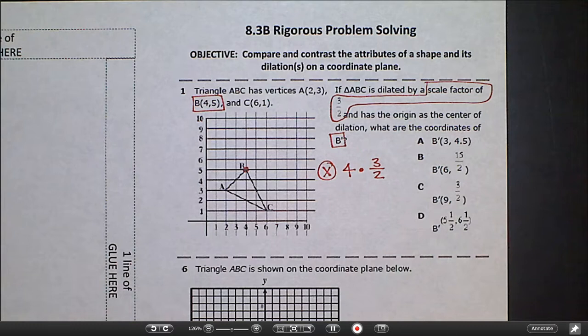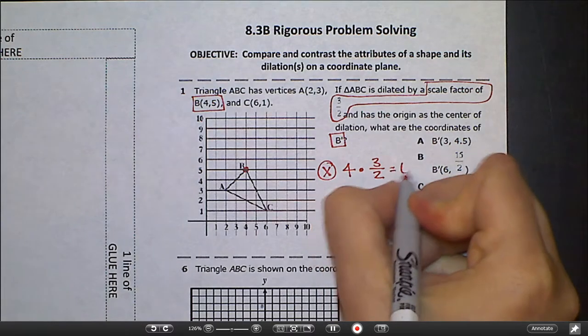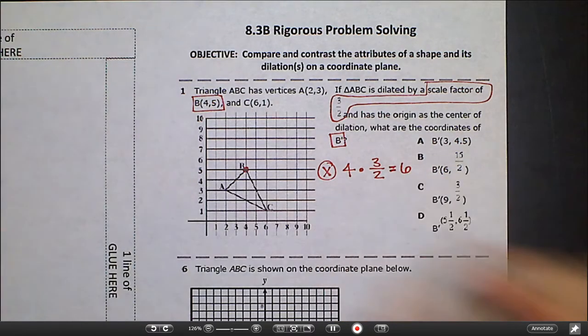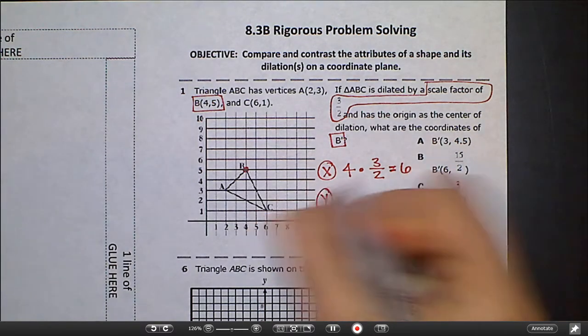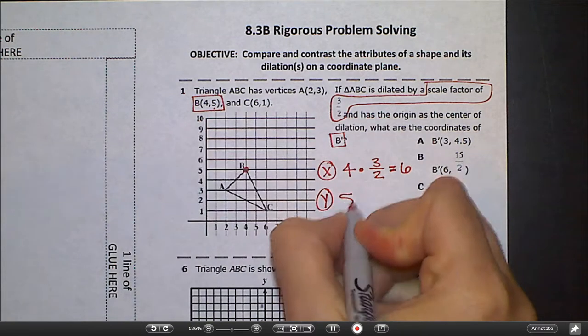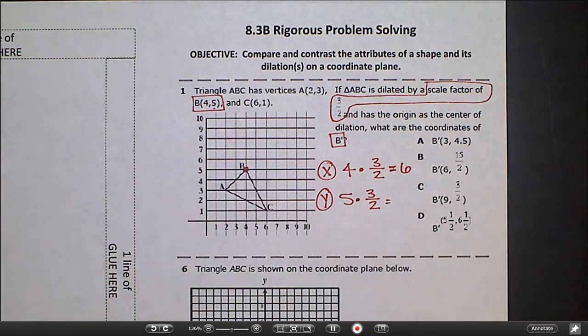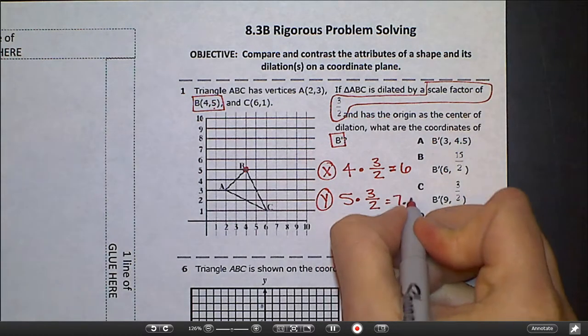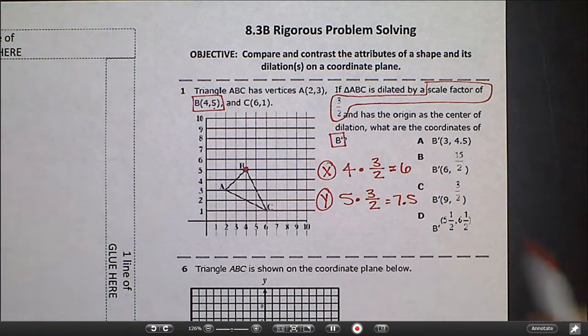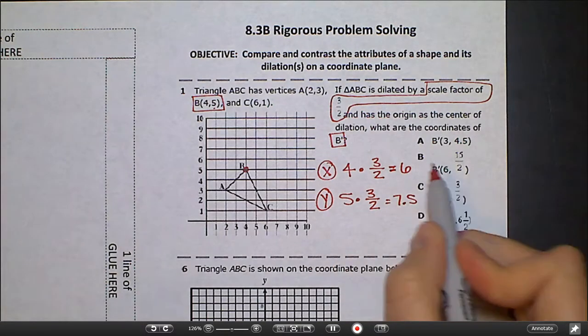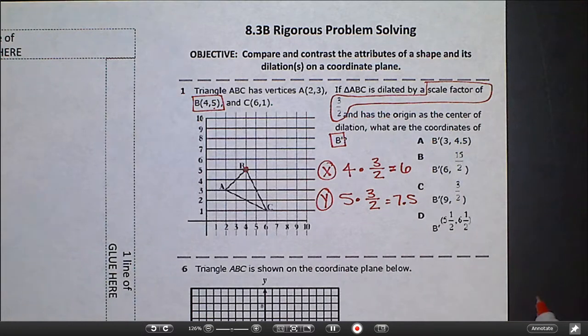So let's put that in our calculator. 4 times 3/2 gives us 6. So our new x value is 6. To get our y value, we're going to take 5 times 3/2. Let's put that in our calculator. And we get 7.5. So B prime is going to be 6, 7.5.